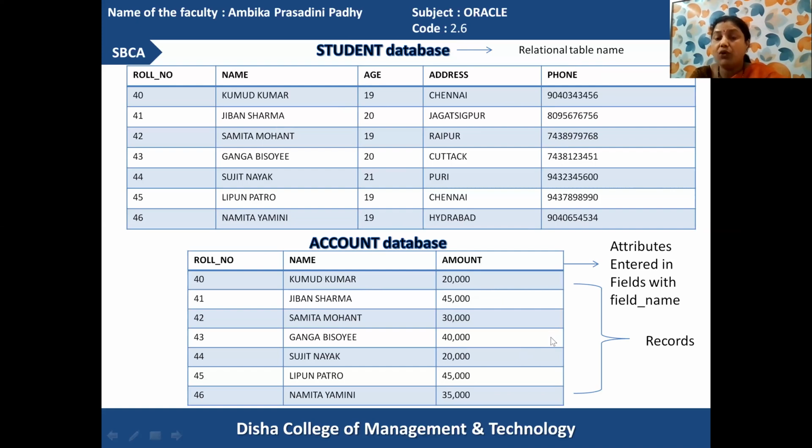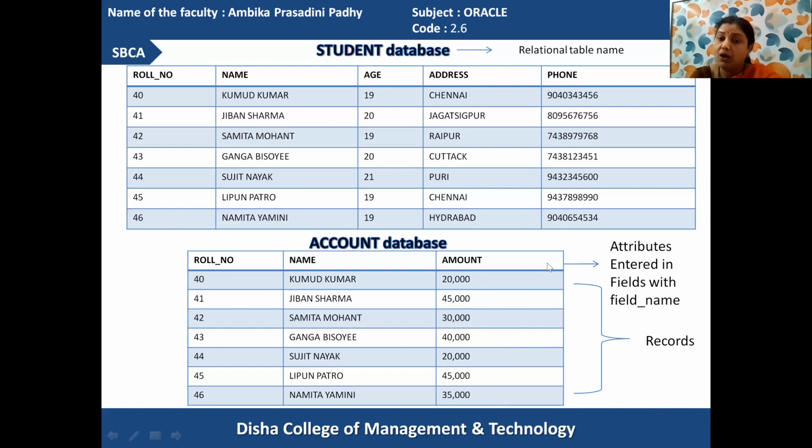Here, I have only considered 3 attributes. What does the account database contain? There may be more attributes also in order to store the respective information in the account database. The student's roll number is important, the name is important in order to make the account details perfect. The amount to be paid is entered here.